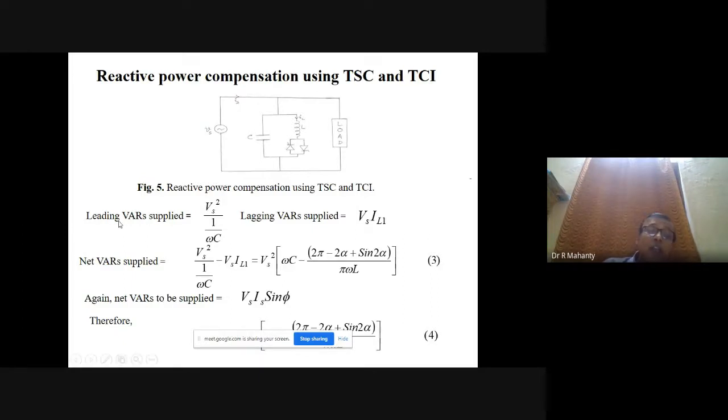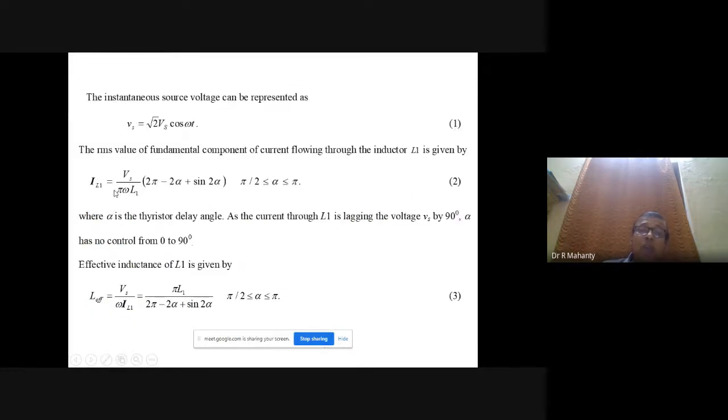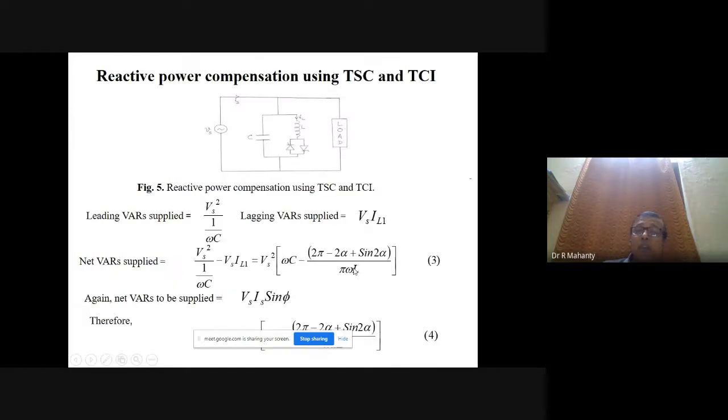Now you can say that leading VAR supplied is equal to Vs squared divided by 1 by omega C. This is the leading VAR supplied, and the lagging VAR supplied is equal to what? It is equal to Vs into IL1, where IL1 is the fundamental component of current flowing through the inductor. The net VAR supplied will be equal to leading VAR supplied minus the lagging VAR supplied. Now here, if I put the value of I1 from equation number 2, this will be like this.